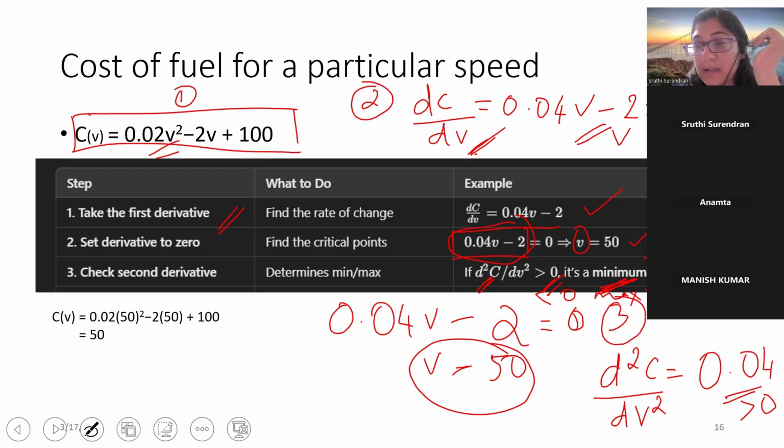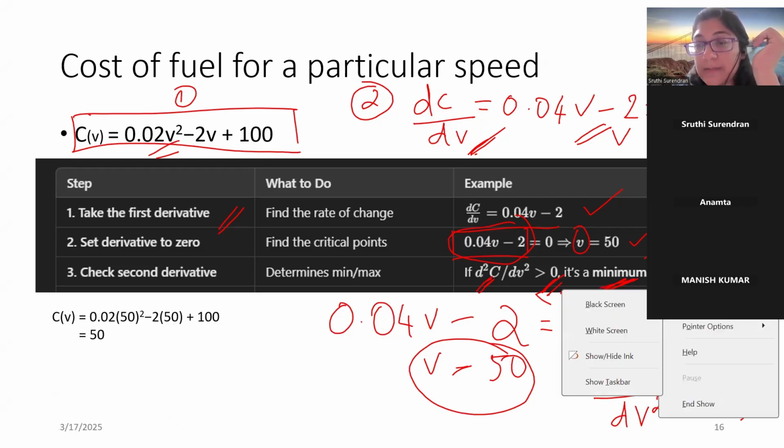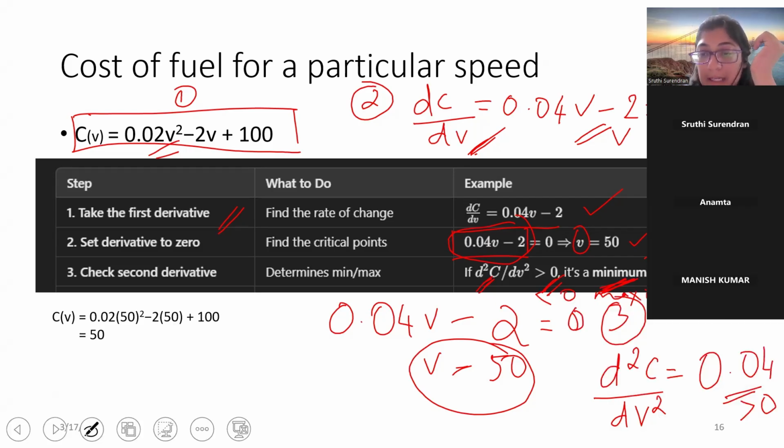So if we had got this value as something like minus 0.04, then it would mean that at the velocity v, the cost of petrol is maximizing. It is not minimizing. But since here we are getting 0.04, which is greater than 0, it is a minimum value. So this is what is happening in optimization.